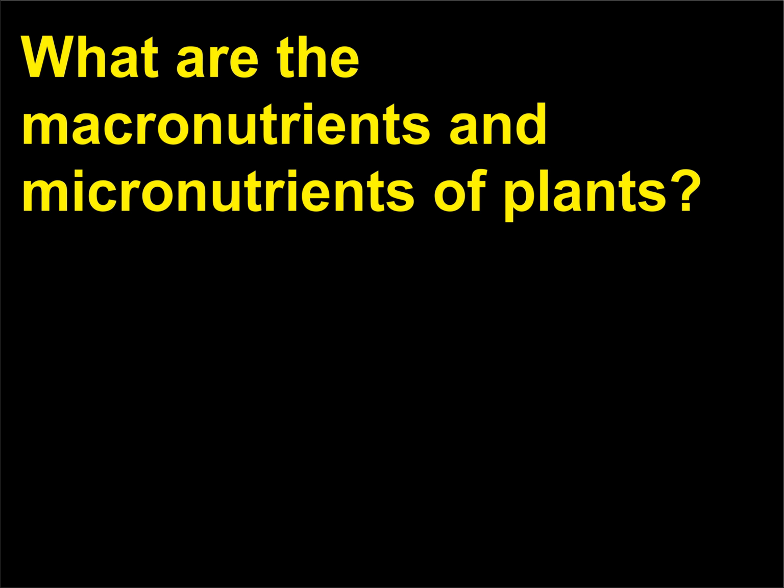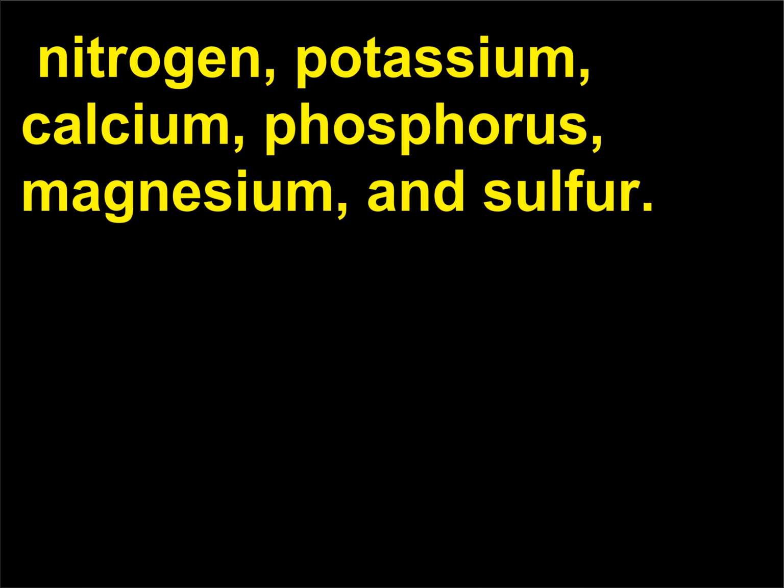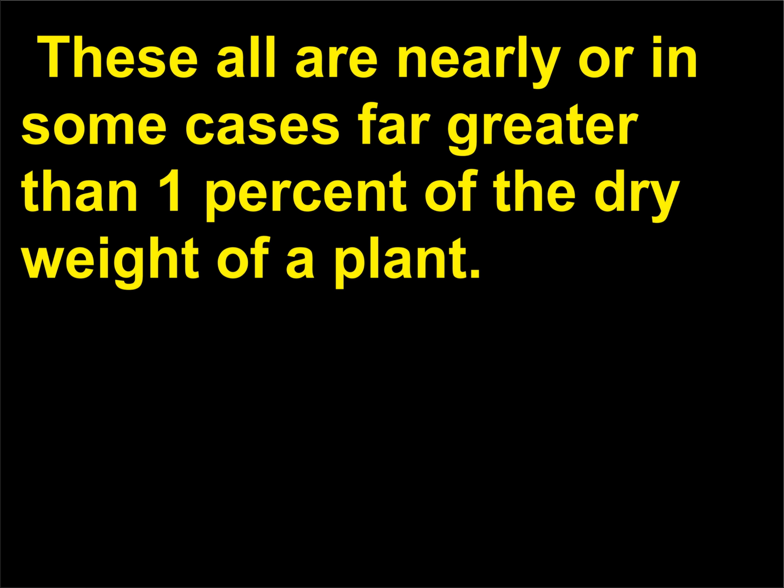What are the macronutrients and micronutrients of plants? The macronutrients of plants are carbon, hydrogen, oxygen, nitrogen, potassium, calcium, phosphorus, magnesium, and sulfur. These all are nearly or in some cases far greater than 1% of the dry weight of a plant.